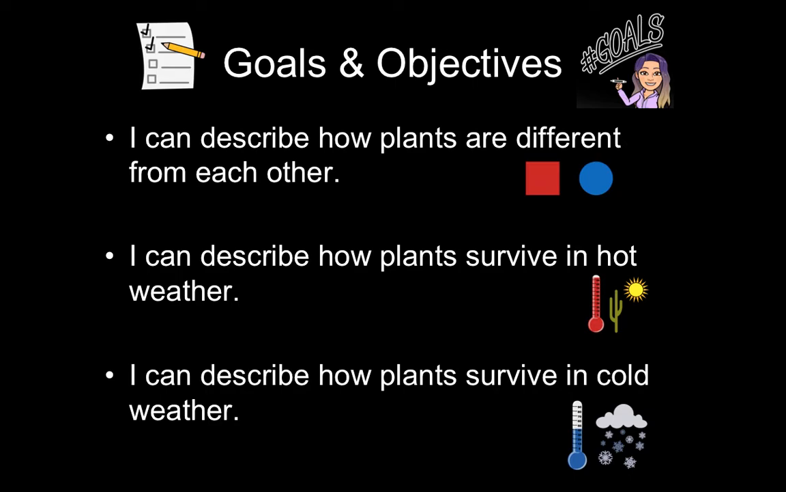Our goals and objectives for this lesson are: I can describe how plants are different from each other, I can describe how some plants can survive in hot weather, and I can describe how other plants survive in cold weather.